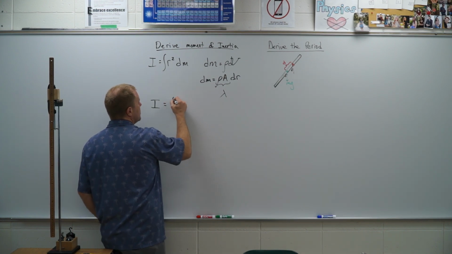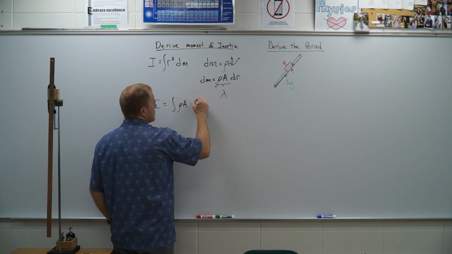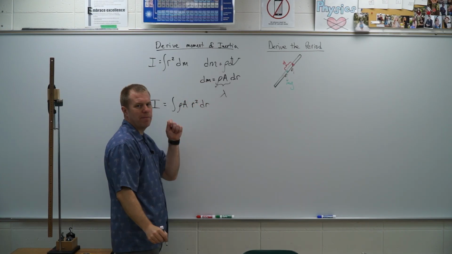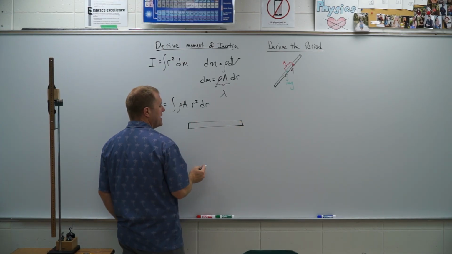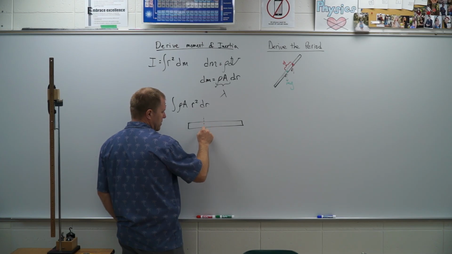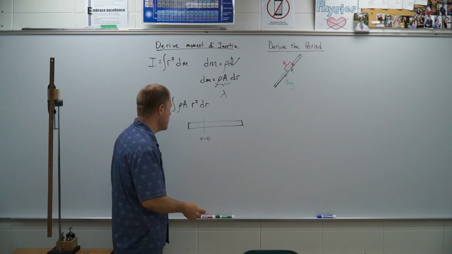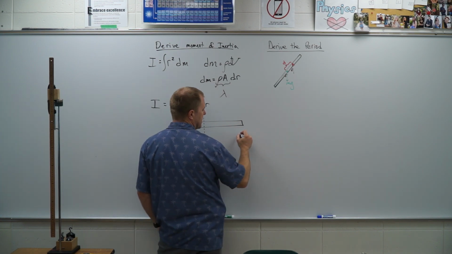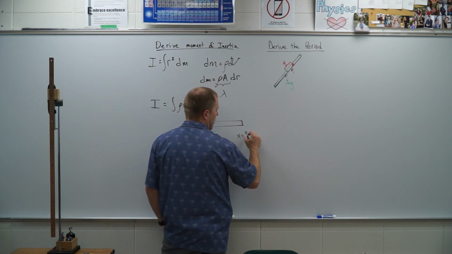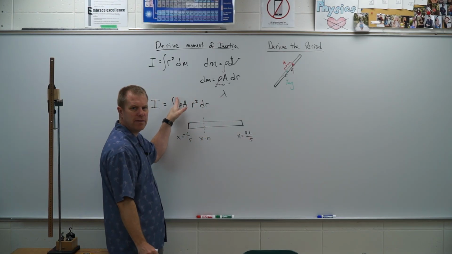So I is equal to the integral of my density times cross-sectional area times r squared dr. Now to determine my bounds: you draw your little bar, you identify your axis of rotation. This is my axis of rotation, and I make it x equals 0. For us here, we're going about the 1/5 length. So this will be at negative L over 5, and this other endpoint will be at 4/5 L. This tells me what my bounds are going to be on that integral.